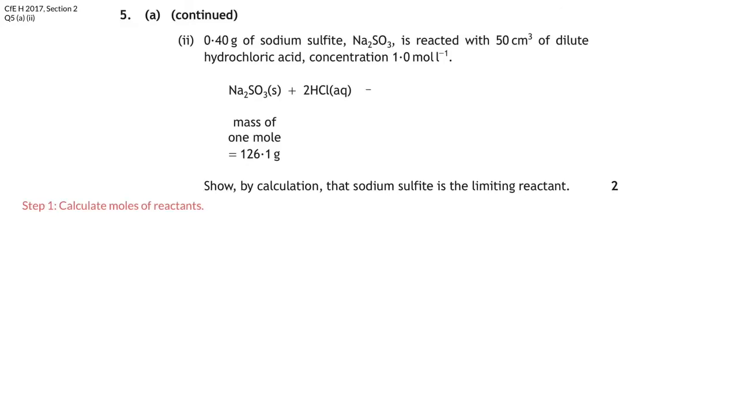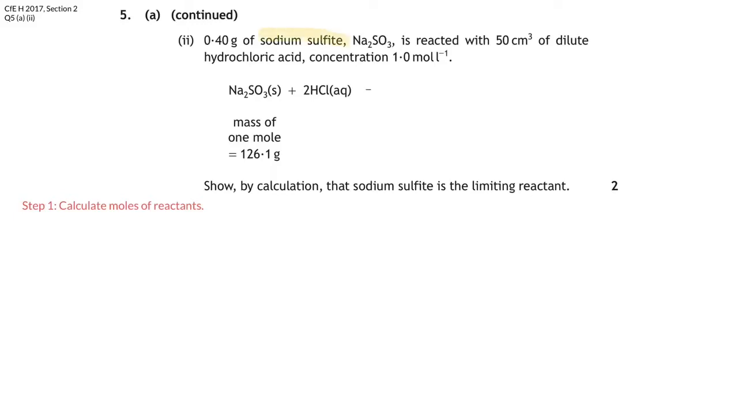So step 1, as before, calculate moles of reactants. There's very few chemical calculations where you don't start by calculating moles of reactants. And if you're not sure where to start a question, if you can calculate moles, calculate moles. Now I always advise students to take highlighters into the exam, because then you can highlight things and make sure you've got the right data with the right chemicals.